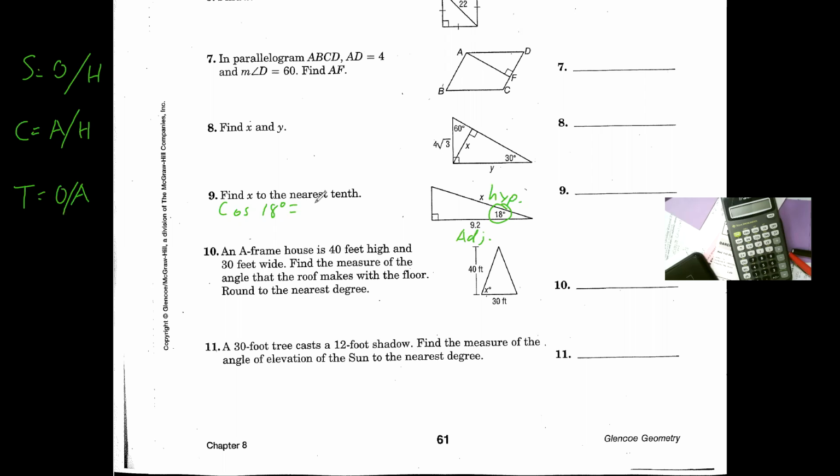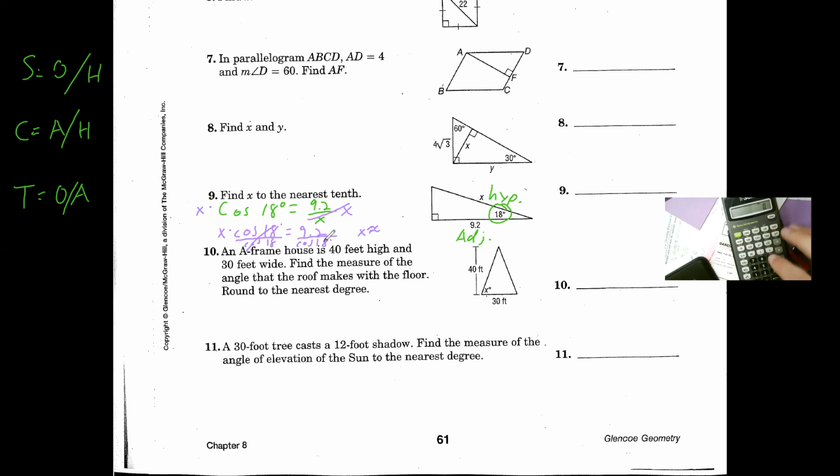We have X. Oh, sorry, I lied. We have adjacent going on top, so that's 9.2 over X. To solve on this one, we are going to have to multiply both sides by X. Get X out of the denominator first. We have X times cosine of 18 equals 9.2. To get X by itself, you're going to have to divide off that cosine of 18. So cosine of 18 goes on bottom, cancels out. So now X is found by plugging this into our calculator.